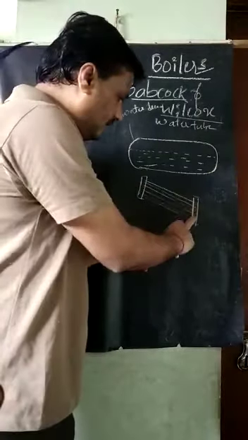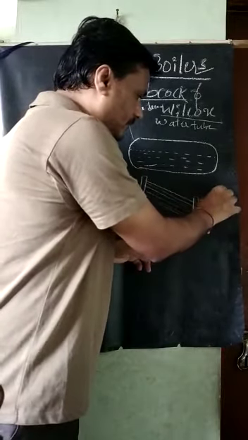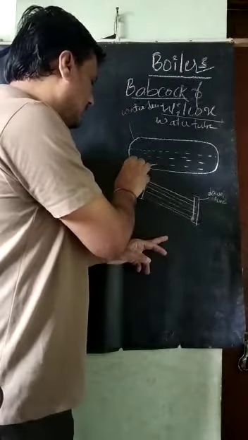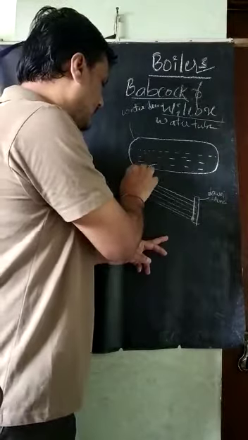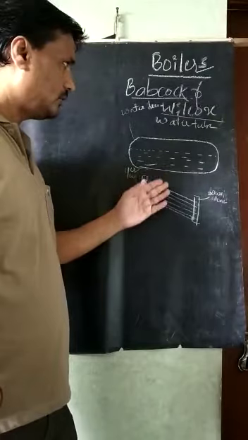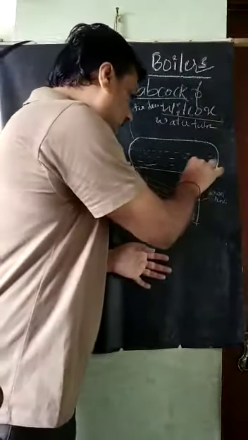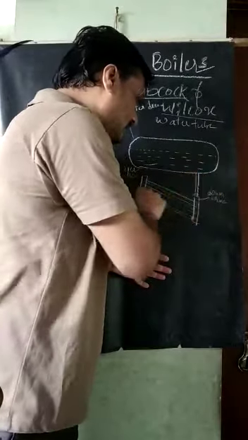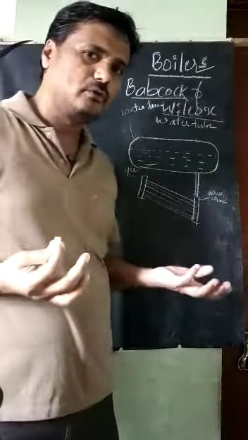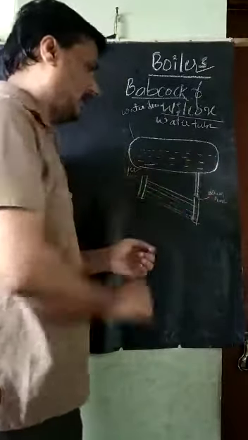At the lower side, this is called the downcomer header, and this is the upper header. Because it is a water tube boiler, the water is taken down by the downcomers. The water flows naturally, there is no forcing here. Due to gravity, the water comes down.